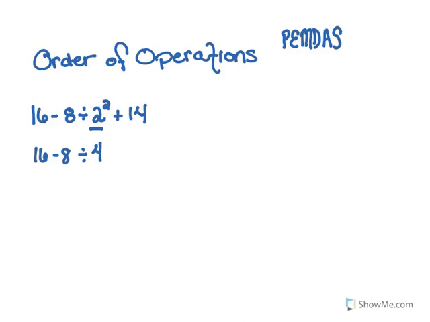Remember, 2 to the third is not 6. It's 2 times 2 times 2. Right? So then we do plus 14, okay?